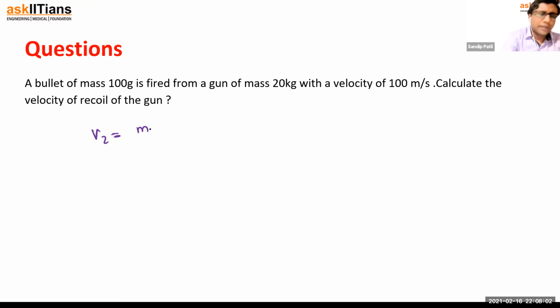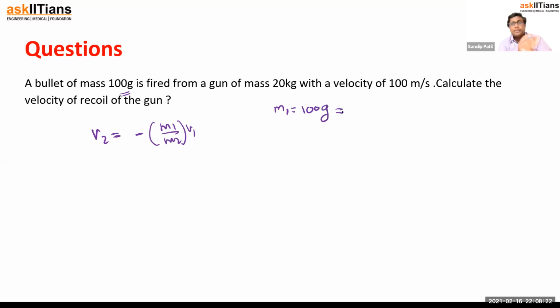What is V2 now? So we can say V2 is minus M1 upon M2 into V1, where M1 is the mass of the bullet, M2 is the mass of the gun, right? So let's write M1 is equal to 100 gram. Obviously we have to convert this into our normal SI unit. So that will become 0.1 kg. How do you do that? 100 divided by 1000. So this will become 0.1 kg.